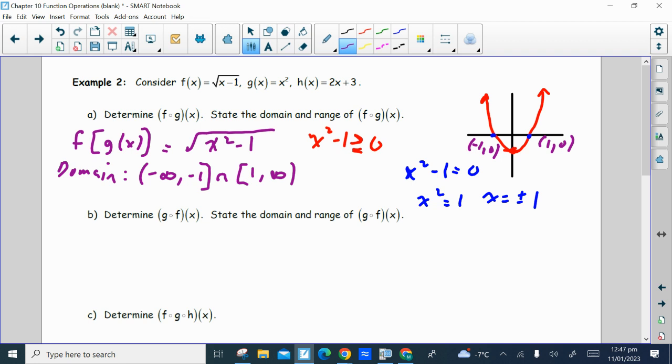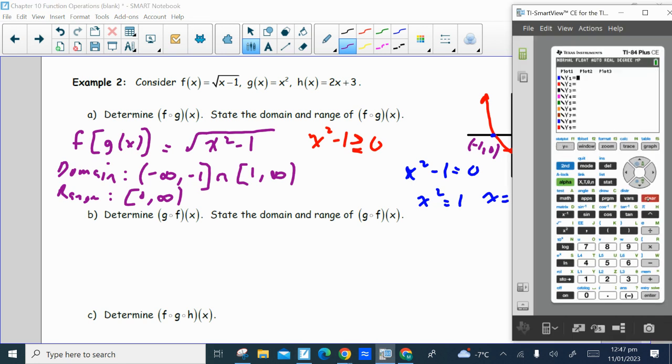X cannot be between negative 1 and positive 1, because that's where the value of y is negative. The graph is below the x-axis, and you cannot take the square root of a negative number. And so our range then would be that y must be greater than or equal to 0, from 0 up to positive infinity.